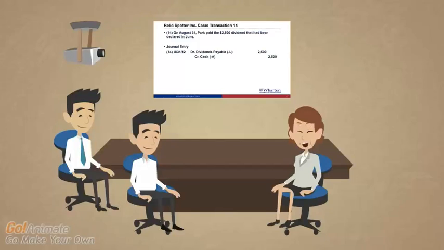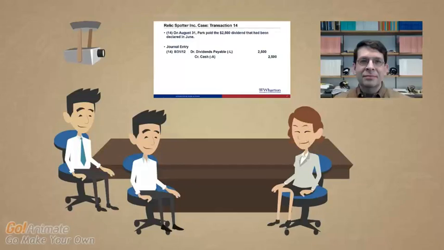Excuse me, so it looks like every time you pay cash to settle an obligation, you debit some payable and credit cash. Is that correct? Yes, that's exactly right. Every time you pay a liability, you're going to debit the liability and credit cash. It's starting to sink in.